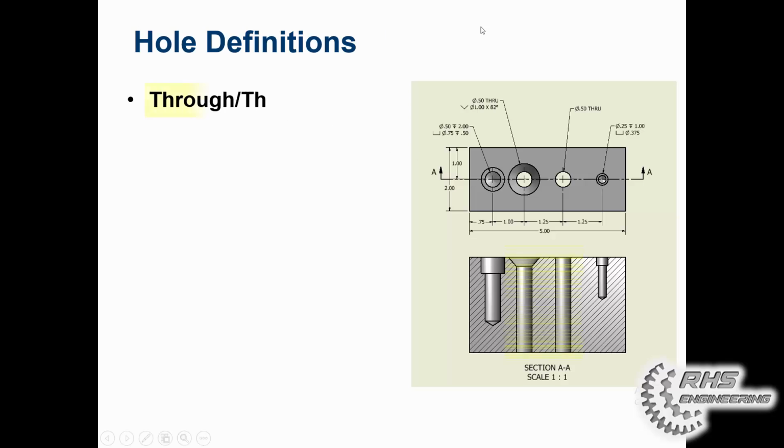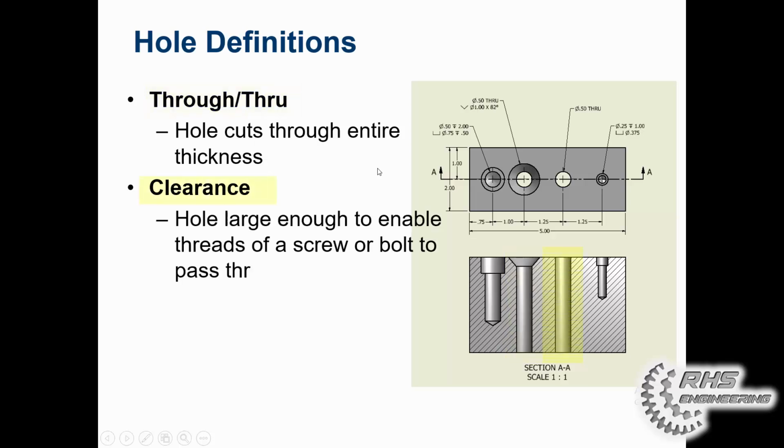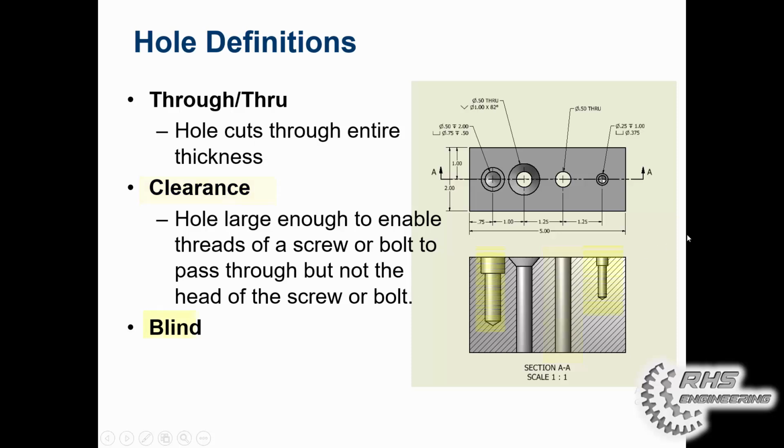So a couple things to note. There's through holes, which are just like they sound. The hole cuts through the entire thickness. And then we have what's called clearance holes. The holes large enough to enable threads of a screw or bolt to pass through, but not the head of the screw or bolt. And then we have blind holes. And that's basically the hole does not cut through the entire thickness, just like the one seen here.